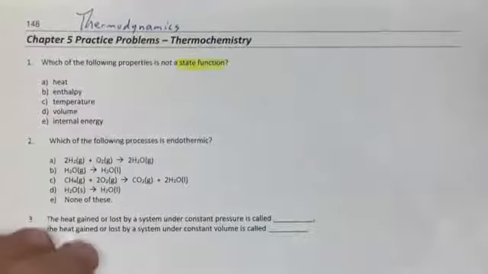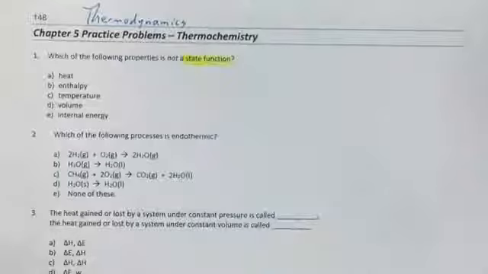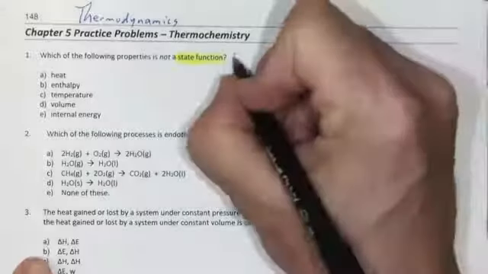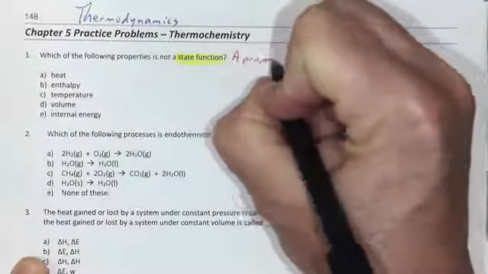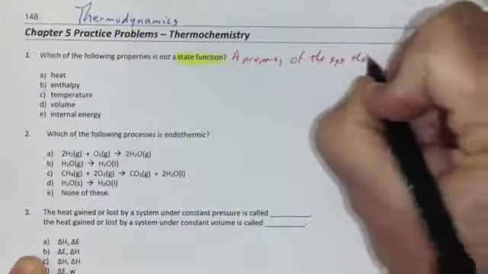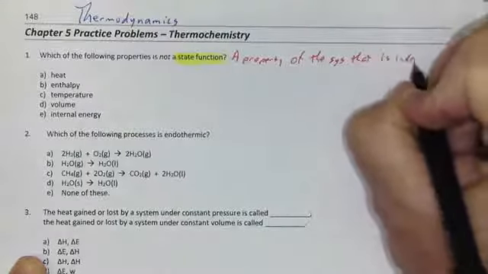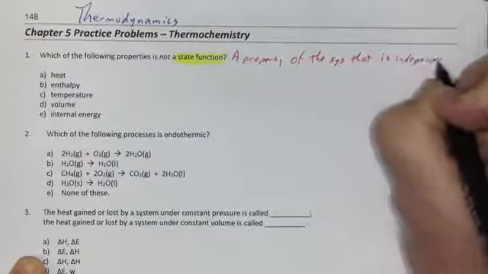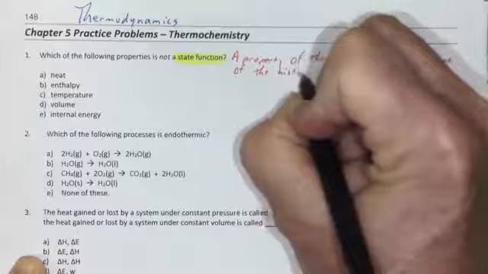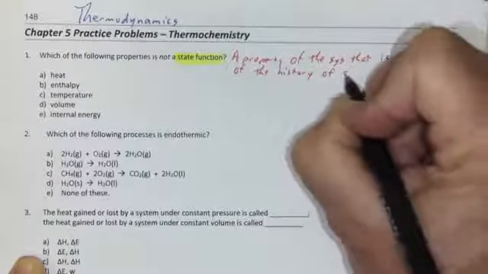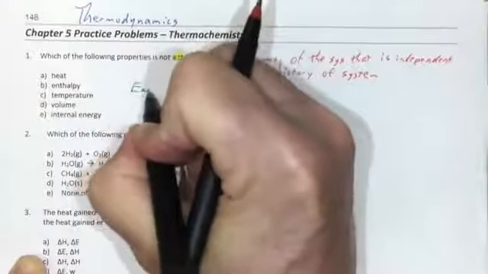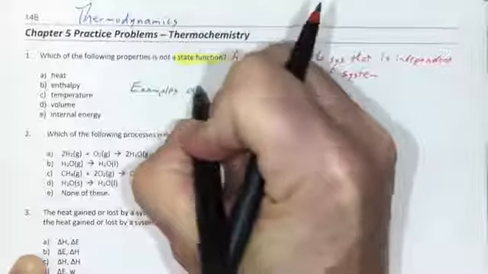A state function is, first of all, a property of a system that is independent of the history of the system. It's independent of the path followed to get to that point. Okay, so it might be helpful here to list some examples of state functions.